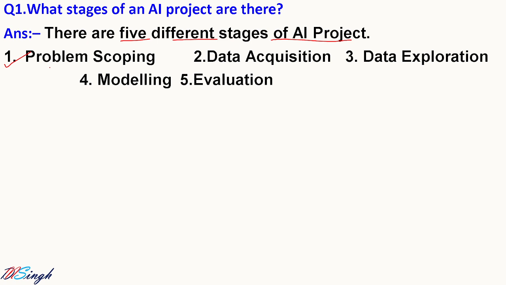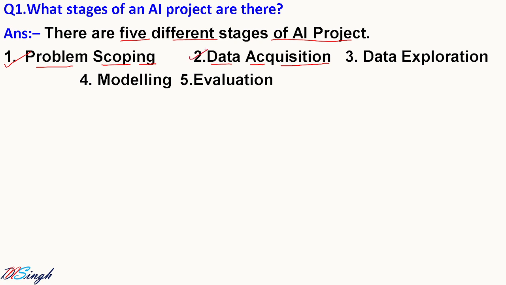First one is problem scoping. In that particular stage, we are going to find out what the problem is, all aspects of the problem, and also understand the nature of the problem. All this we will try to find about the problem, what the problem really is. Next is what? Data acquisition. So as we know, artificial intelligence, the oil for this technology is what? Data. It works on the data. So our job is then to acquire the data which is relevant and accurate.